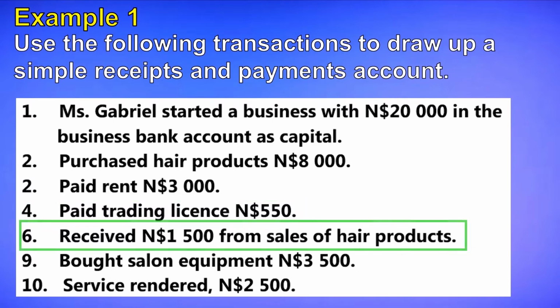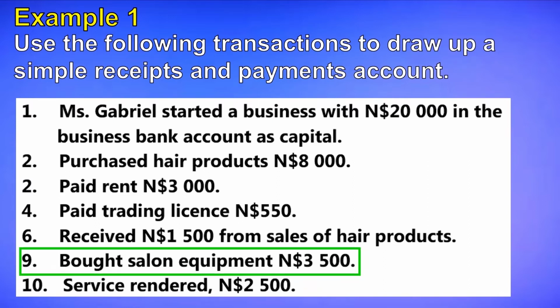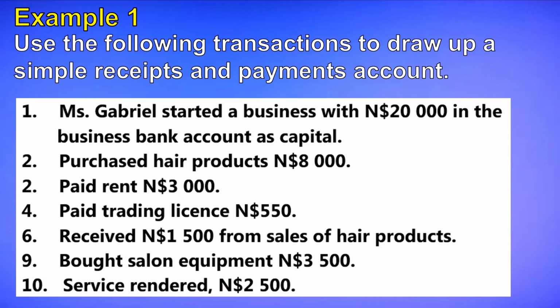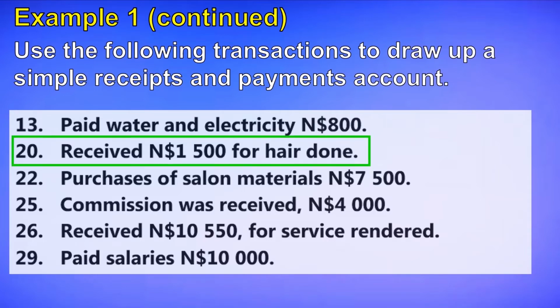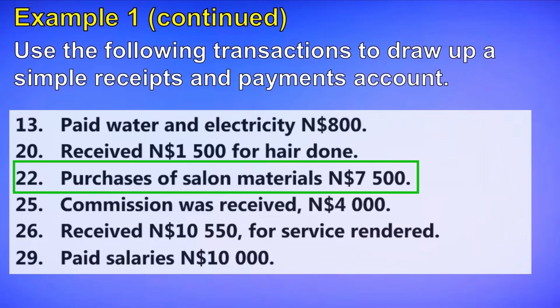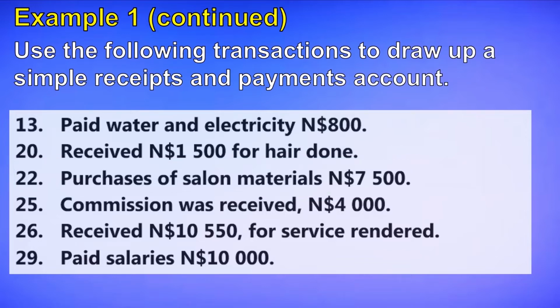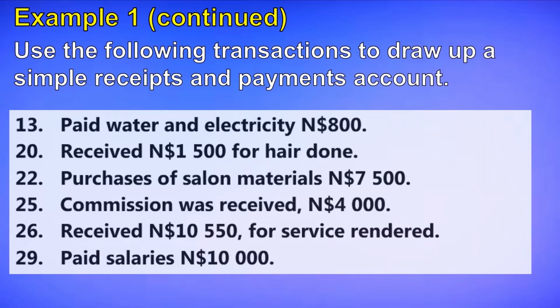On the 6th of April, the business received 1,500 from the sales of hair products. On the 9th of April, the business bought the salon equipment worth 3,500. On the 10th of April, services were rendered, 2,500 was received. On the 13th of April, the business paid water and electricity, 800. On the 20th of April, the business received 1,500 for the hair done. On the 22nd of April, purchases of salon materials, 7,500. On the 25th of April, commission was received, 4,000. On the 26th of April, the business received 10,550 for services rendered. And on the 29th of April, the business paid salaries of 10,000.